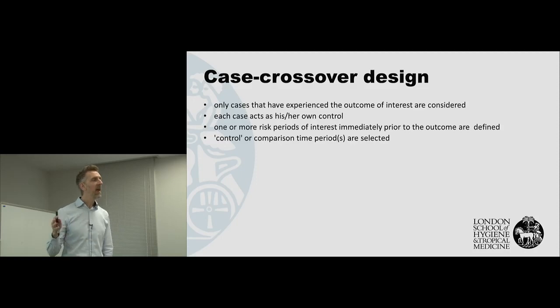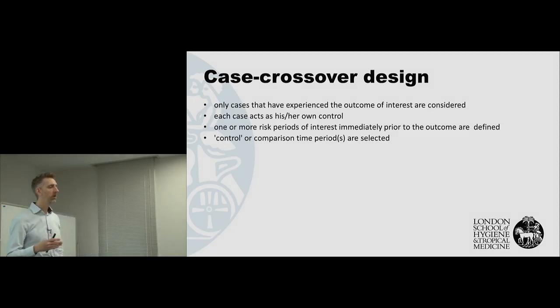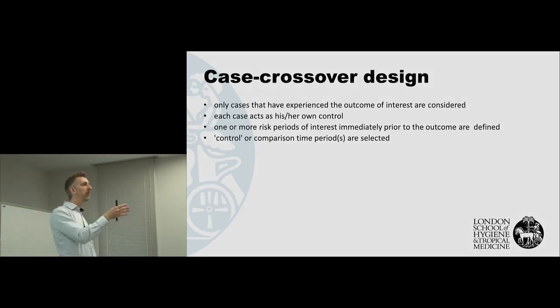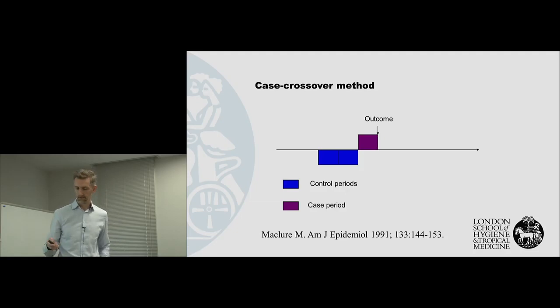And again, each case of the outcome acts as their own control, and we define several periods before the outcome as either a case or a crossover period, and we compare the risk of exposure during the case and the crossover periods to see whether people were more likely to be exposed during the case period than some other previous crossover period. And I'll show this on a cartoon.